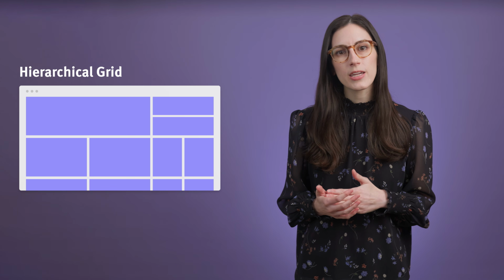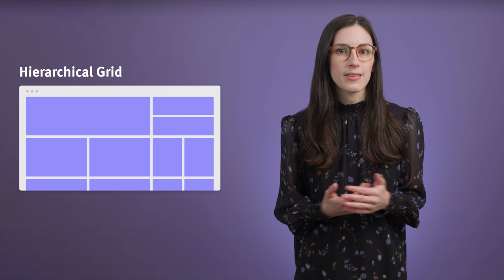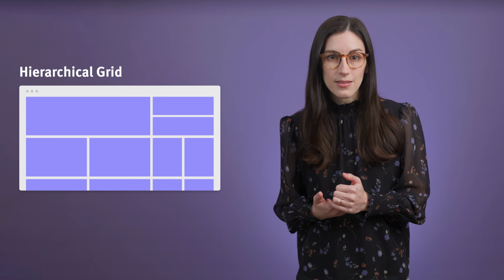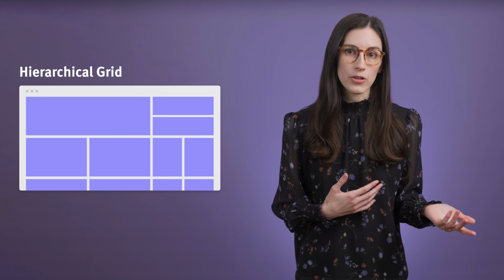And lastly, the hierarchical grid. In this grid, content is organized by importance using columns, rows, and modules. The most important element and pieces of content take up the biggest pieces of the grid, while less important elements take up less space on the grid.